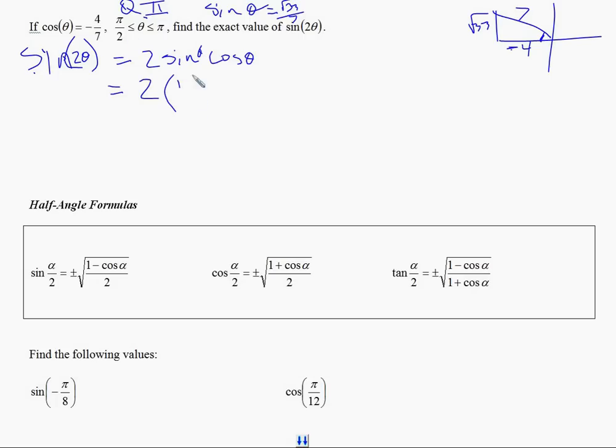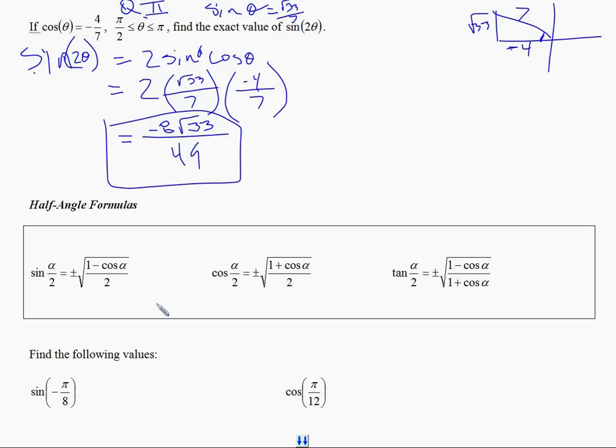which is radical 33 over 7, and then times the cosine of that, which they told me is a negative 4 over 7. We multiply. I'll do 2 times the negative 4. So I get negative 8 times the radical 33 over 7 times 7, which is 49. Look to reduce, and that's as simplified as it's going to get. Negative 8 times radical 33 all over 49.